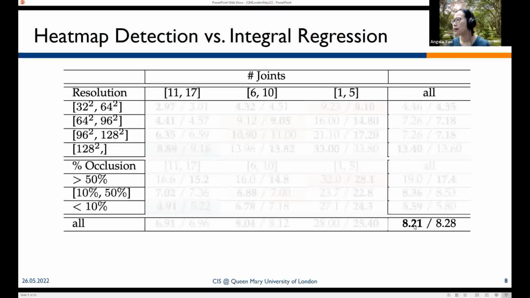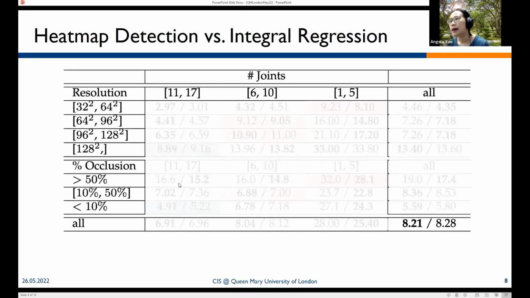If I'm correct, this is the pixel-wise EPE. On the left-hand side before the slash is the heat map detection method, and on the right-hand side is integral regression. These are the standard numbers that all the papers report in their results. You see that the heat map detection indeed has a lower error than our integral regression, right?